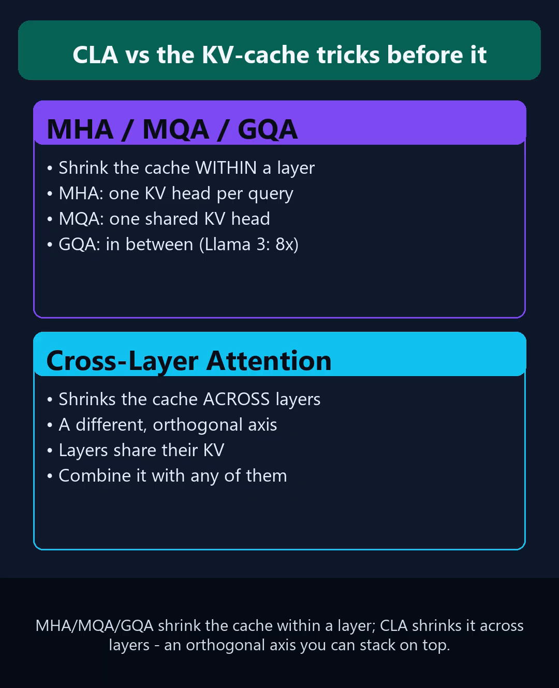How does this compare to what came before? Multi-head attention gives every query head its own key-value head, biggest cache. Multi-query attention shares a single key-value head across all queries. Grouped query attention sits in between, and Llama 3 uses it for an 8 times reduction. But all three shrink the cache within a layer. CLA is orthogonal. It shrinks across layers, so you can combine it with any of them.